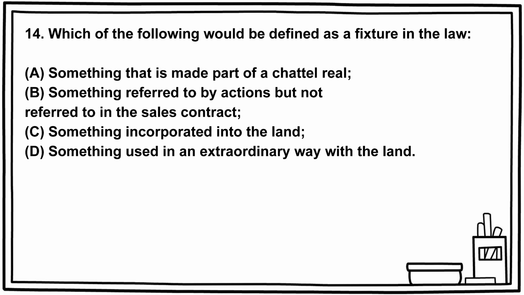Which of the following would be defined as a fixture in the law? A. Something that is made part of a chattel real. B. Something referred to by actions but not referred to in the sales contract. C. Something incorporated into the land. D. Something used in an extraordinary way with the land.